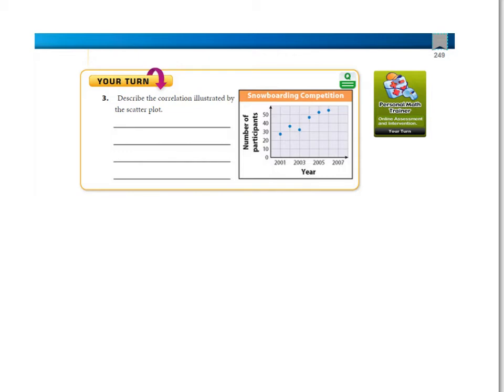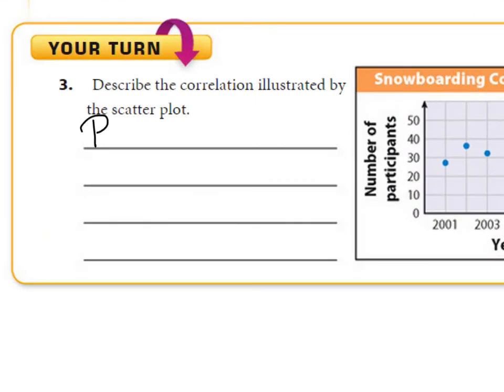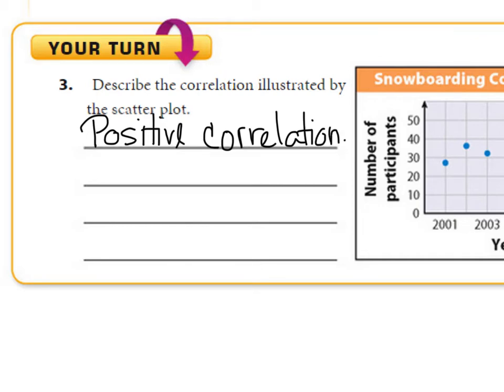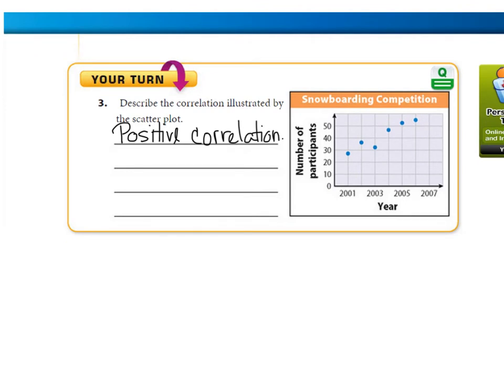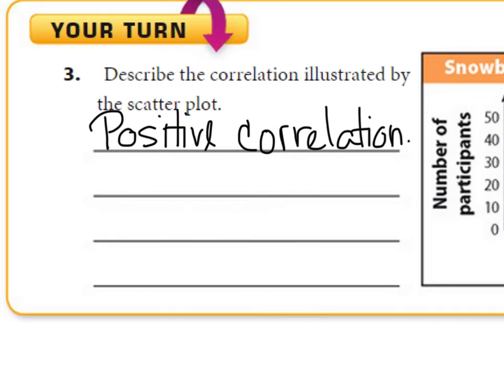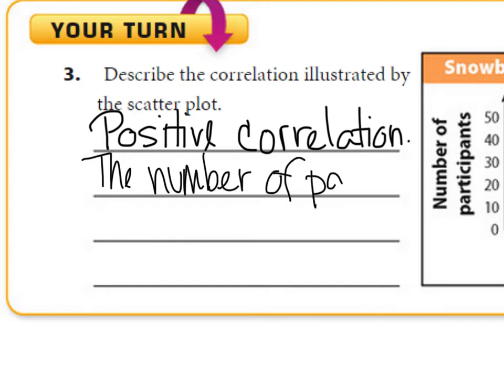This has a positive correlation. Overall, the dots are going up to the right. And the description would be the number of participants is increasing over time. So snowboarding, based on this, seems to be becoming more popular.